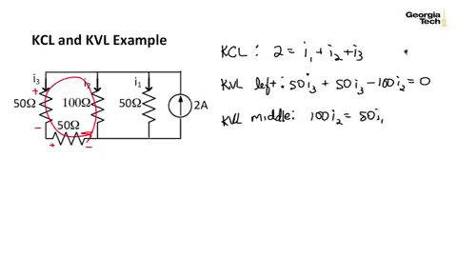So what I now have is 3 equations and 3 unknowns, and I can solve for the currents from those equations. And in that case, if I solve them, I would have I1 is equal to 1, I2 is equal to 0.5, and I3 is equal to 0.5.